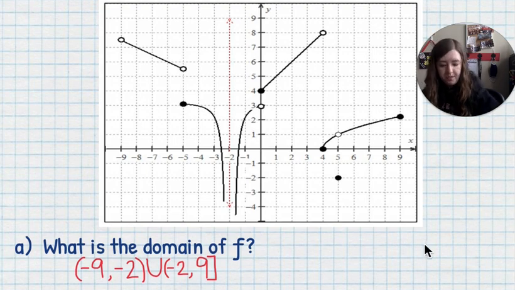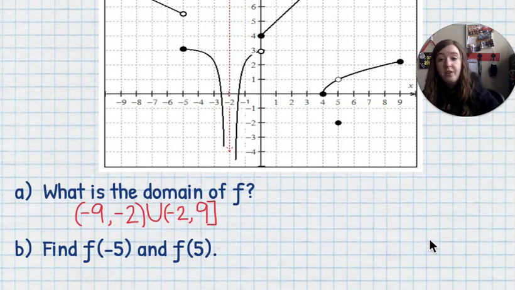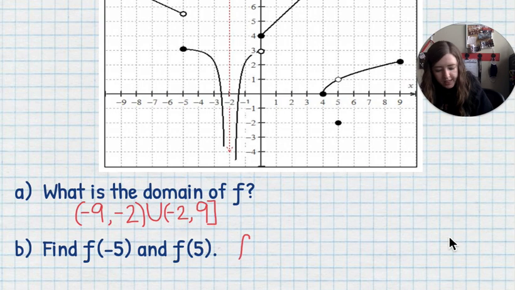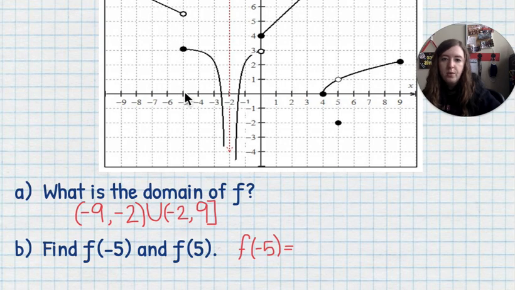Now we want to find the value of f of -5 and f of 5. So f of -5 is really asking, when x is equal to -5, what's the y value? So right here, f of -5, what's our y value when x is equal to -5? All right, here, it's equal to 3.